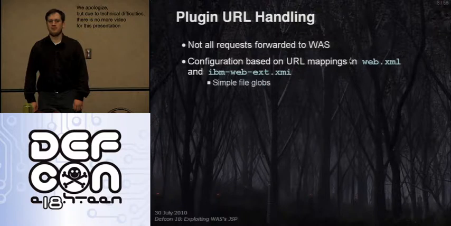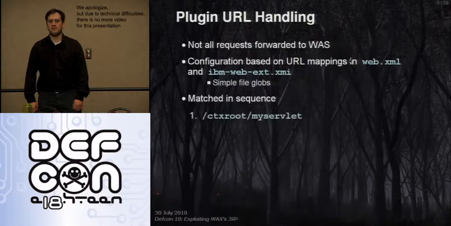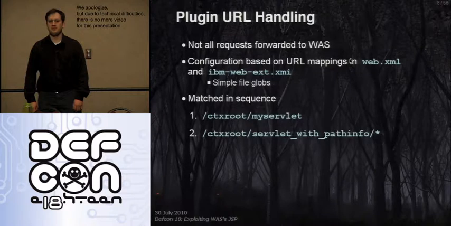So, as we know, these are simple file globs that get pushed in. They are matched in sequence. The web server plugin is actually very simple, although it's frequently misunderstood. If you're asking for a servlet, it forwards it in. If you have a simple glob, it forwards in. And what we're going to be talking about is a JSP. Anything that is JSP, it forwards in.